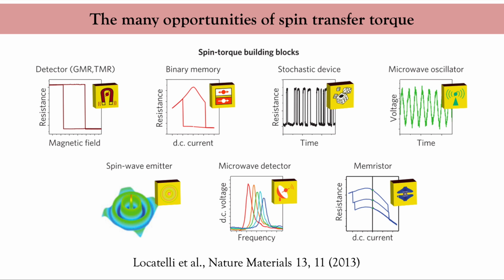Beyond magnetic random access memories, spin transfer torque is also a key enabler for several technologies including stochastic memories, microwave oscillators and detectors, as well as memristors and neuromorphic computing. If you're interested in learning more about these areas, have a look at this paper from the CNRS-Thales group.